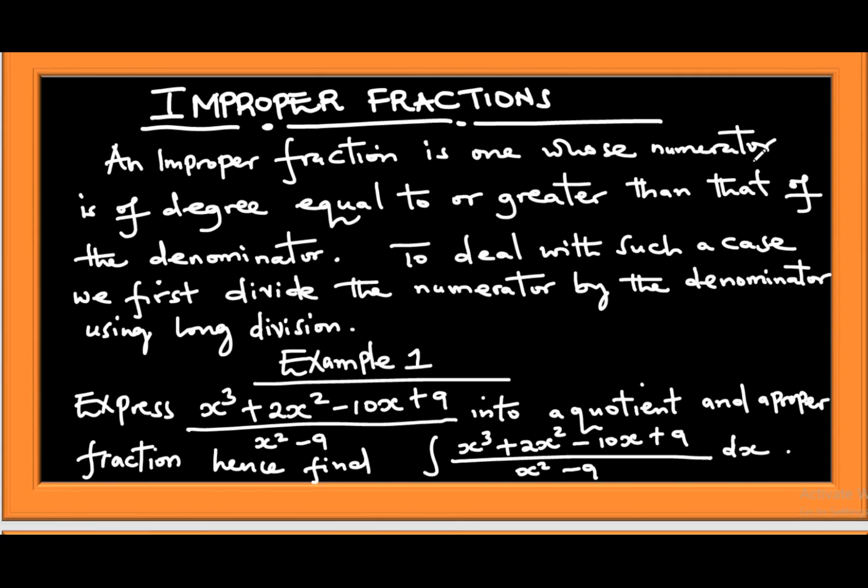Now, to deal with such a case, we shall first divide the numerator by the denominator, but in this case, using long division. I have an example here that says express x cubed plus 2x squared minus 10x plus 9 out of x squared minus 9 into a quotient and a proper fraction, hence find the integral of the same expression. Let's look at how we go about this question.